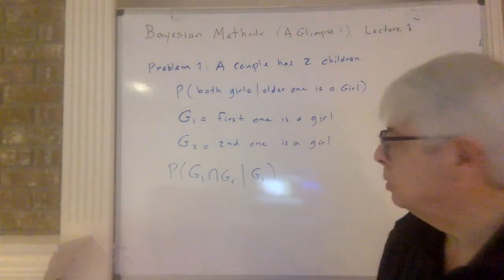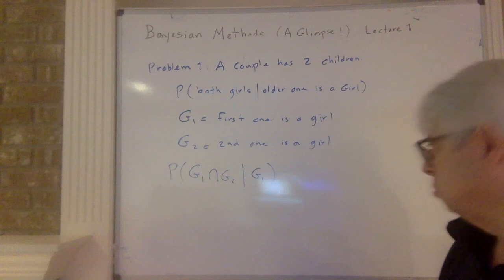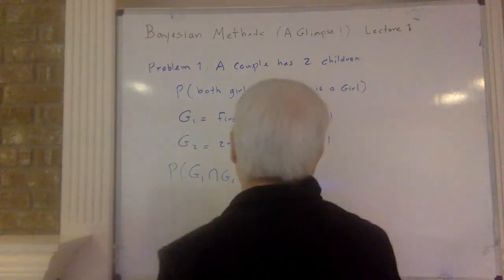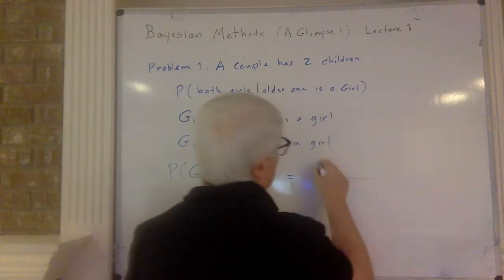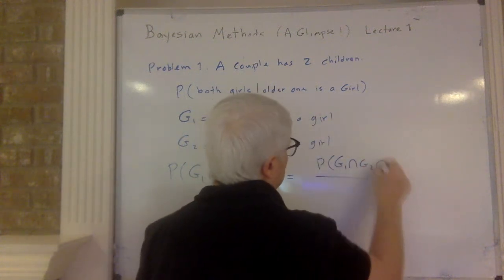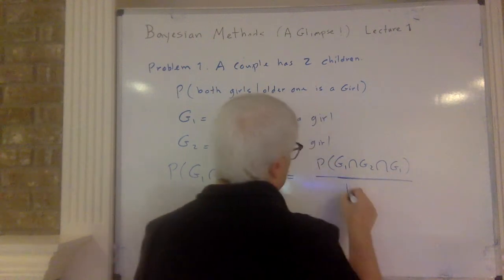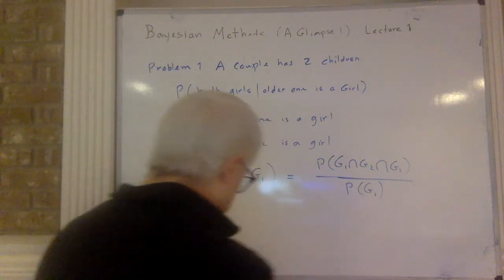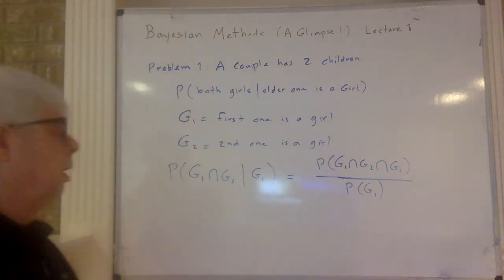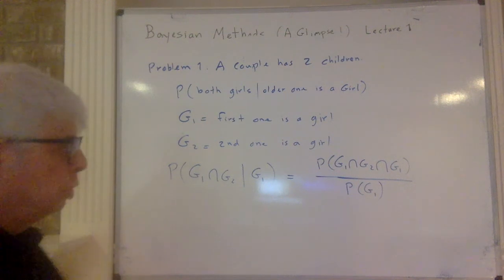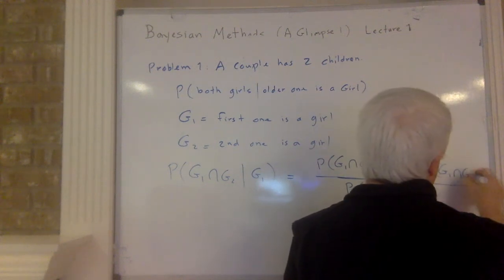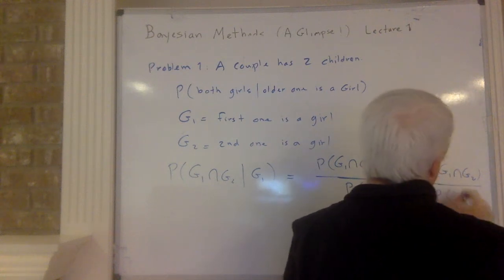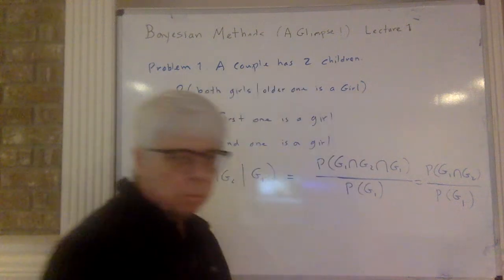Okay, so what do you think? This is given. Sometimes it's good to flip it, and sometimes it's good to just write the definition. So by definition, this is P of G1 intersect G2 intersect G1, divided by P of G1. G1 intersect G2 intersect G1, and G1 intersect G1 is just G1. So on top, I have P of G1, G2, divided by P of G1. So let's find those two probabilities.